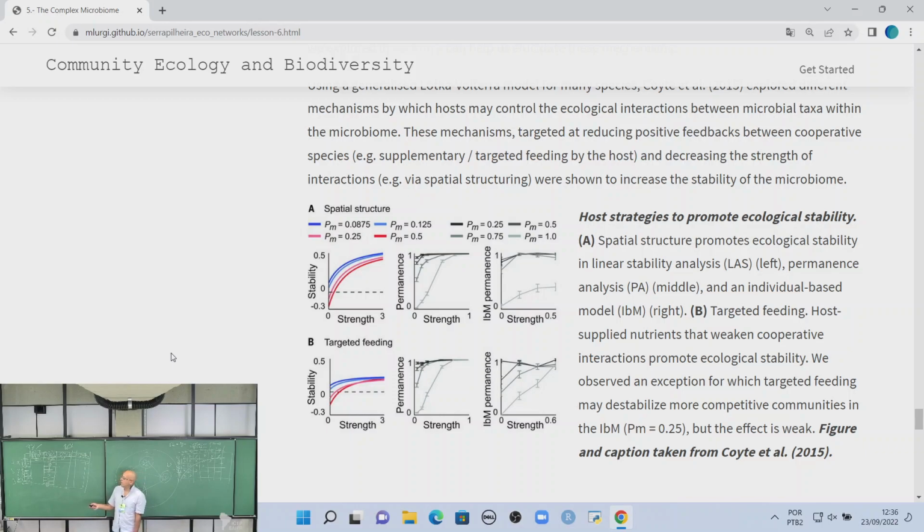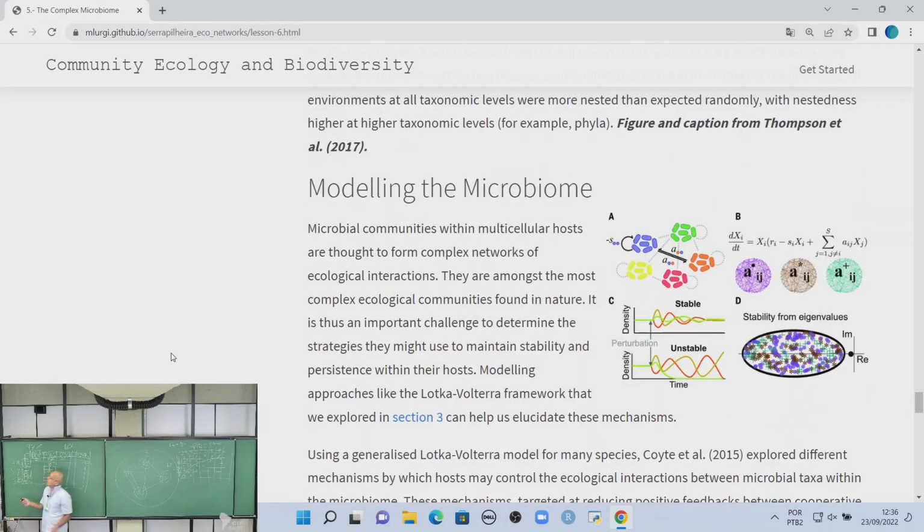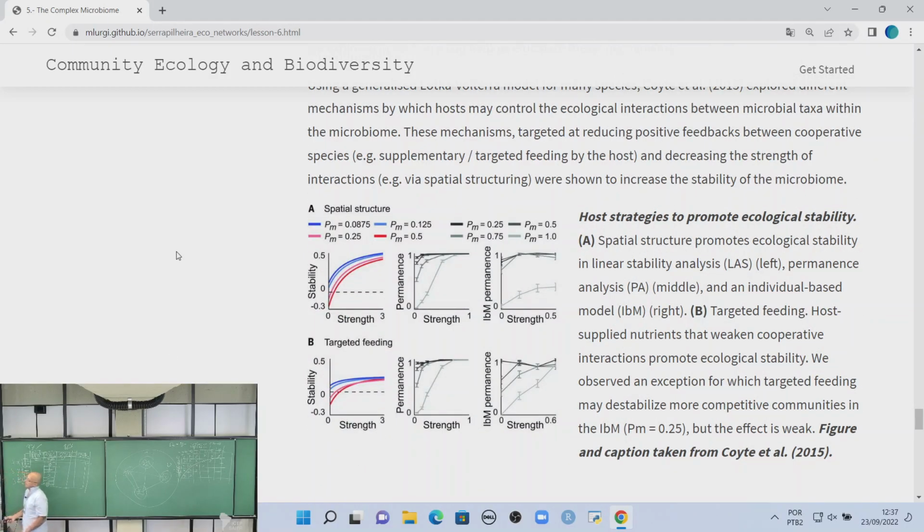And similarly, if you have some sort of targeted feeding, which means you are adding a new term to the Lotka-Volterra equation for each of the microbial species as a supplementary feeding from the host, you alleviate competition for resources between the microbes in the network, and this is also good for stability. They quantified stability as this local stability, and then also as permanence, and also as permanence in the IBM model.